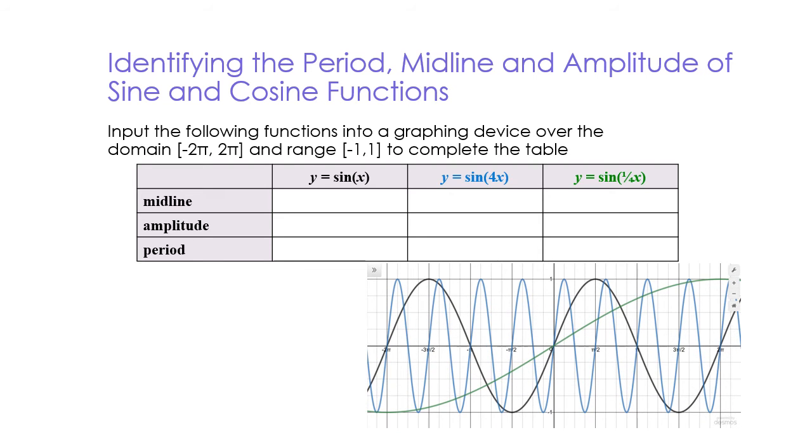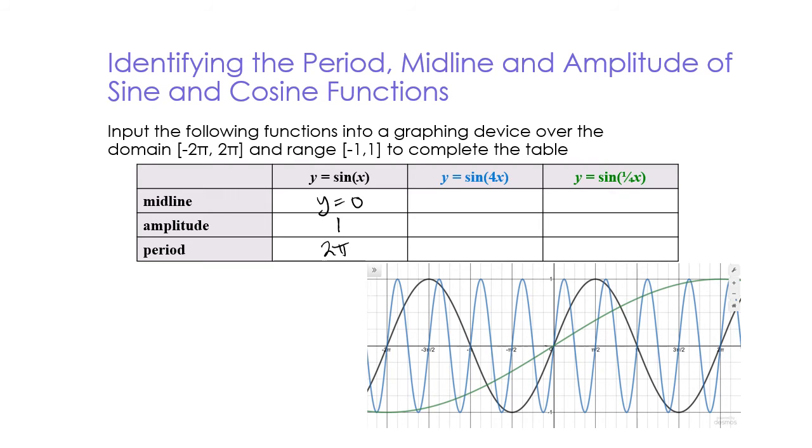So if you did, you're going to get these 3 graphs, which are ginormous. So if I'm looking at this again, we know for the original sine function, which is black, we know that the midline is y equals 0, the amplitude is 1, and our period is 2 pi. So let's look at y equals 4 sine of 4x. So that's the blue function.